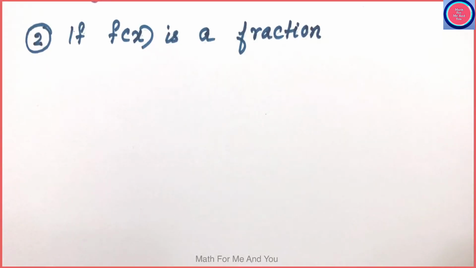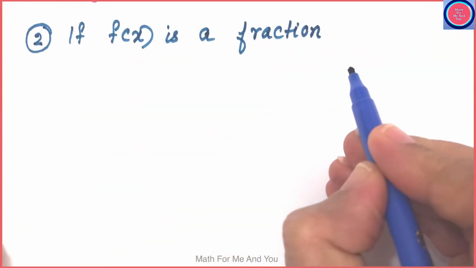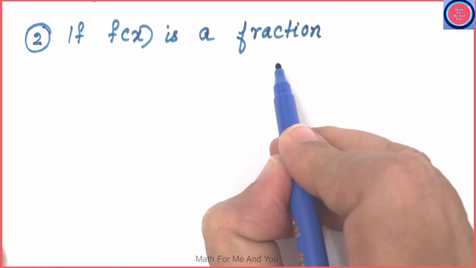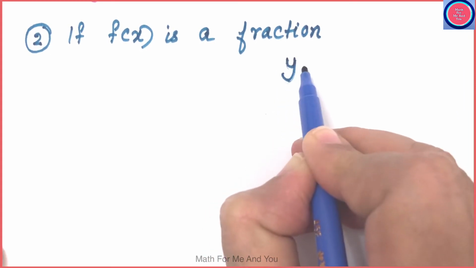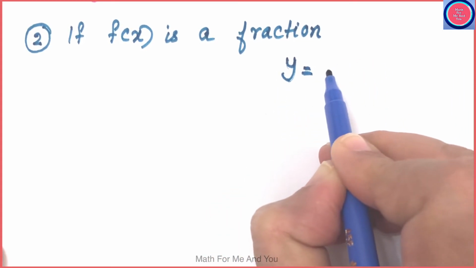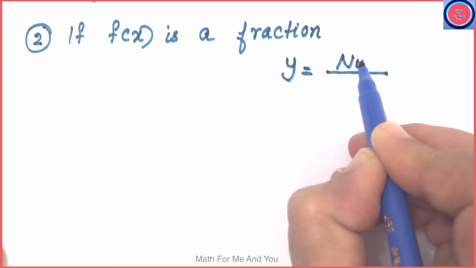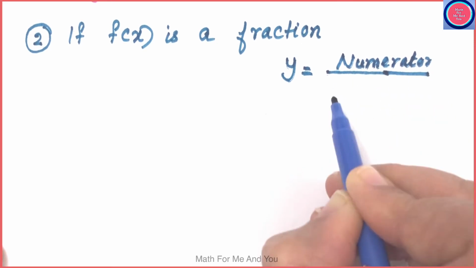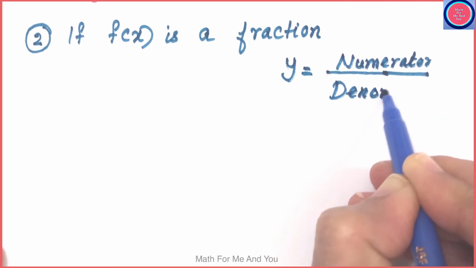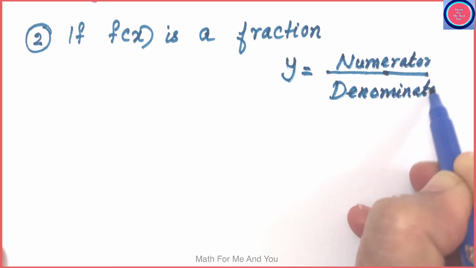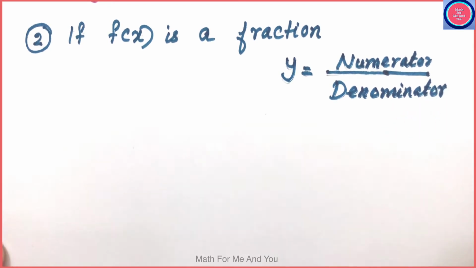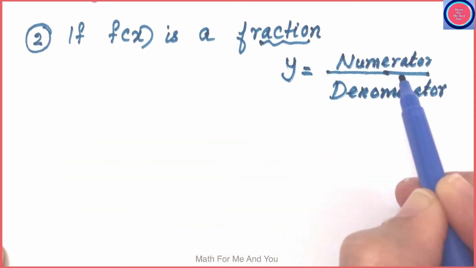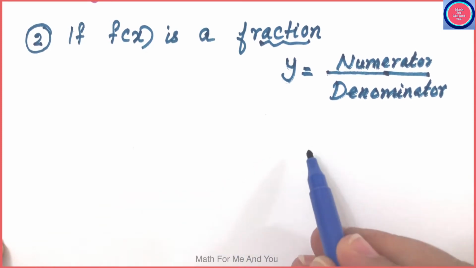Next is type 2. Here we are discussing y equals f of x, the function where f of x is a fraction. That means it has a numerator part and a denominator part. So we can write y is equal to numerator over denominator, because f of x is a fraction. And in a fraction, the denominator cannot be 0. So we can say denominator not equal to 0. If the denominator equals 0, the value of the fraction becomes undefined.